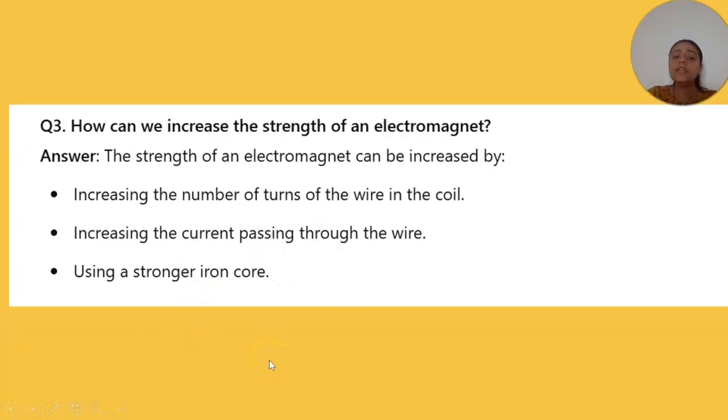Now, how can we increase the strength of an electromagnet? Obviously you just need to coil up the wire again and again, more wire. By making several coils of the wire, you can increase the strength of the electromagnet, right? Increasing the number of turns of the wire in the coil, increasing the current passing through the wire, and using a strong iron core. By this you can increase the strength of an electromagnet.